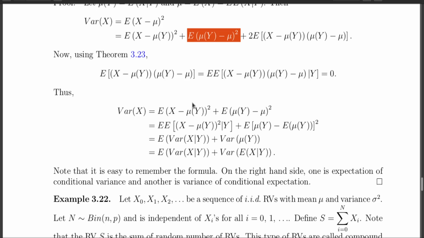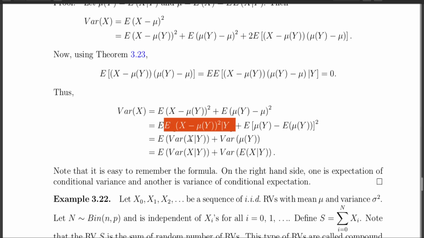Now let's talk about the first part. The first part is the expectation of (X minus mu_y) squared, where mu_y is the conditional expectation. So I write this expectation as the expectation of an expectation conditioned on y. Now, what is this conditional expectation part? It is the expectation of (X minus the conditional expectation of X given y) whole squared, given y, which is basically the variance of X given y. So the whole thing turns out to be the expectation of the variance of X given y.